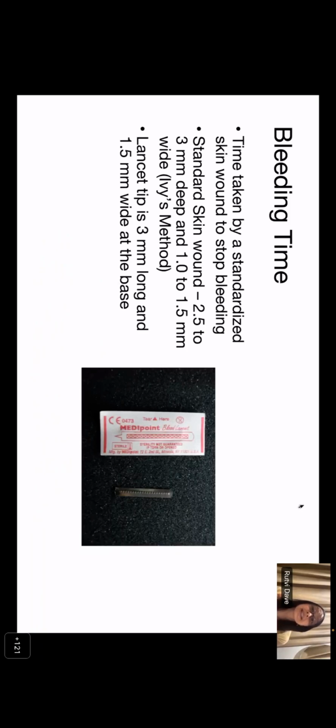Bleeding time is the time taken by a standard skin wound to stop bleeding. What do you mean by a standard skin wound? It is not a prick wound. It is a stab wound, 2.5 to 3 millimeters deep and 1 to 1.5 millimeters wide. A lancet can be used because the tip of the lancet is 3 millimeters long and 1.5 millimeters wide at the base.